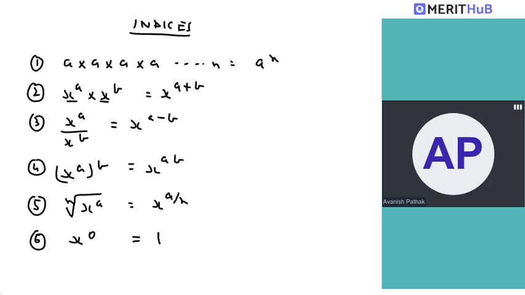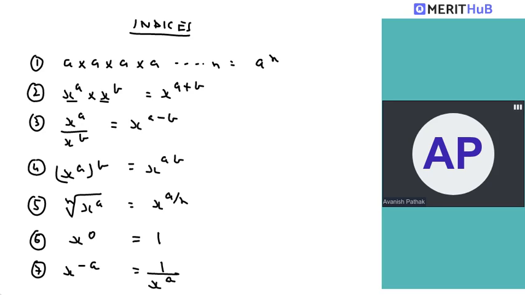So these are a couple of rules that we follow under indices. If I go for negative indices also, if I write x to the power minus a, that's written as 1 by x to the power a. So it just simply becomes the reciprocal of it. Now we'll discuss it through the problems.